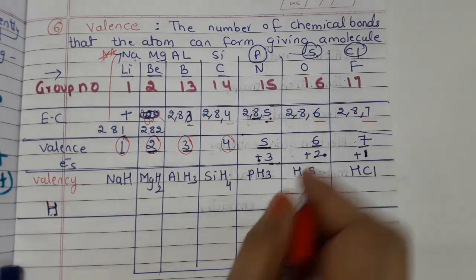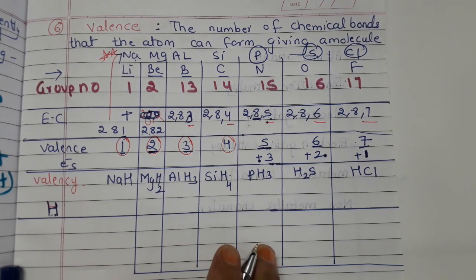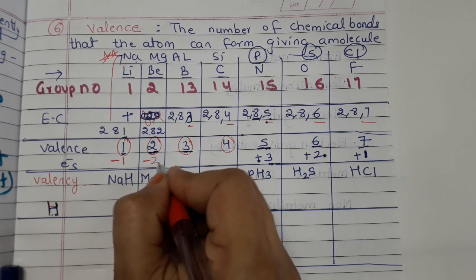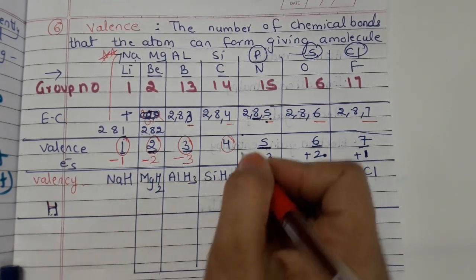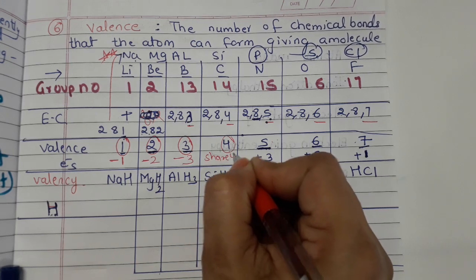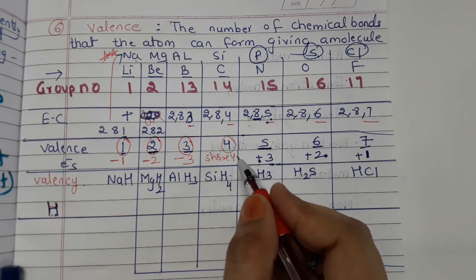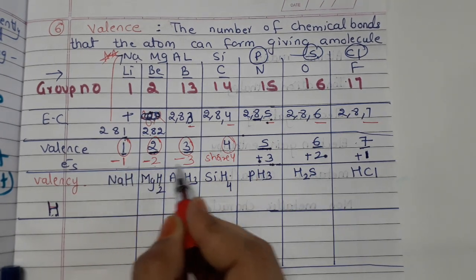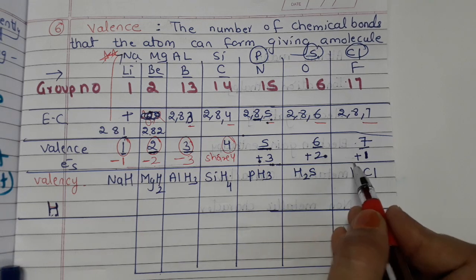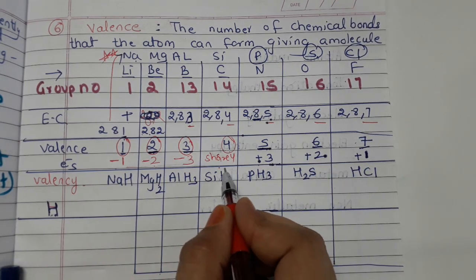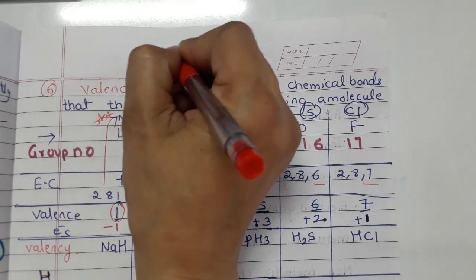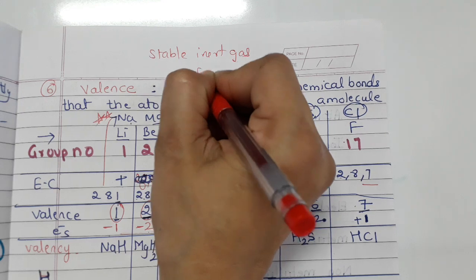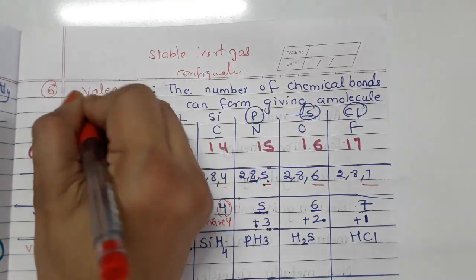Now, if you focus on the definition of valency, students, what would be the meaning of valency or valence? Just focus over here. It was easy to lose 1 electron. It was easy to lose 2 electrons. It was easy to lose 3 electrons. And it is easy to share 4 electrons. It is not going to lose, not going to gain. So the number of electrons which are lost or gained or shared in order to achieve the stable inert gas configuration, in order to achieve stability, that is known as valency.